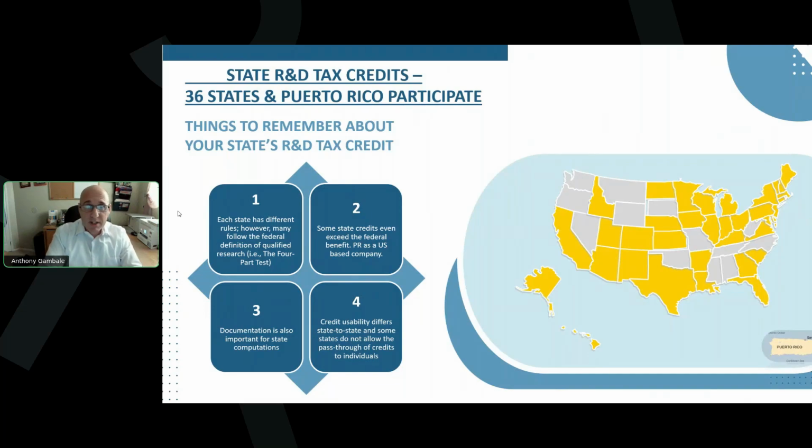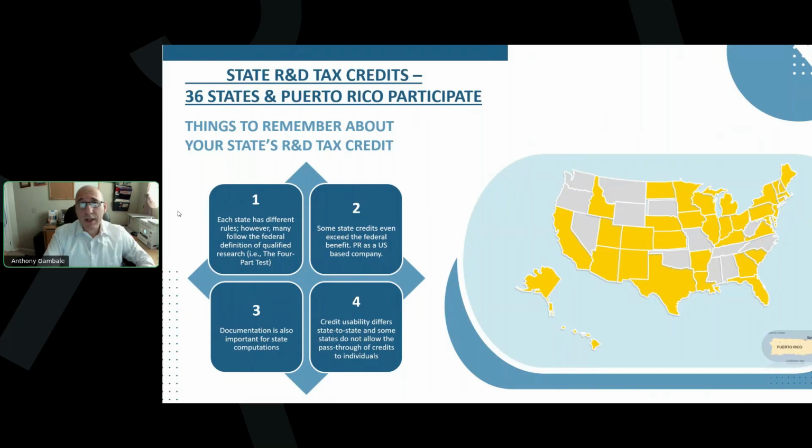They calculate it a little bit differently. Some states have greater credits, believe it or not, than federal credits. The federal credits are pretty massive, right? California makes the federal credits look like a joke. It's amazing what California does. So if you're in one of these yellow states, you have state credits. Each one does it a little bit different. The four-part test is kind of the trigger, and of course they calculate them differently.